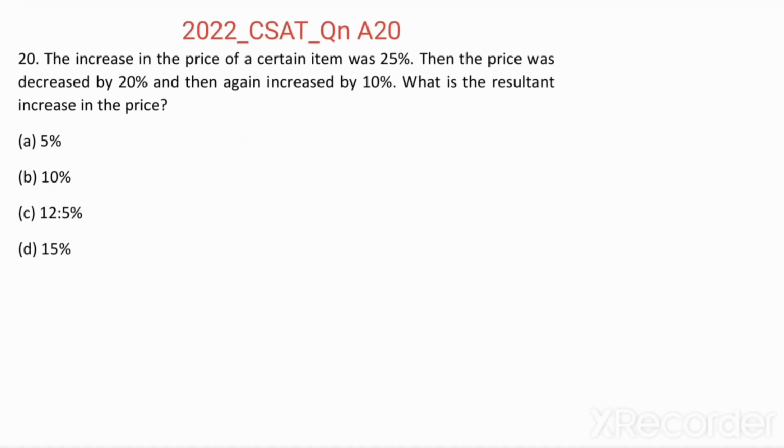Question number 20. The increase in the price of a certain item was 25%. Then the price was decreased by 20% and then again increased by 10%. What is the resultant increase in the price?